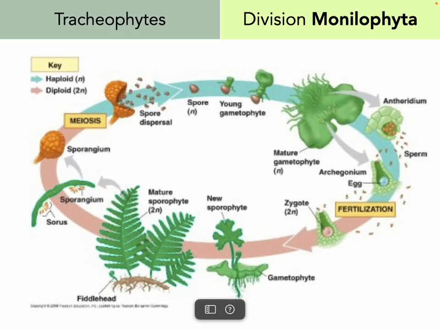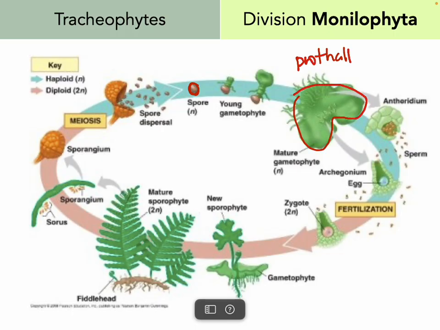So here's a life cycle again for ferns. It's very simple. It looks complicated, but let's walk through this together. So we have spore, right? The spore germinates into the gametophyte. Gametophyte looks like a heart shape or Lady Gaga.